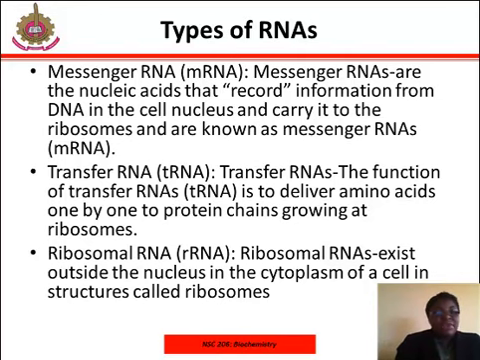We have the transfer RNA. The function of transfer RNA is to deliver amino acids one by one to protein chains growing at ribosomes. Then we have the ribosomal RNA, which exists outside the nucleus in the cytoplasm of a cell in structures called ribosomes.